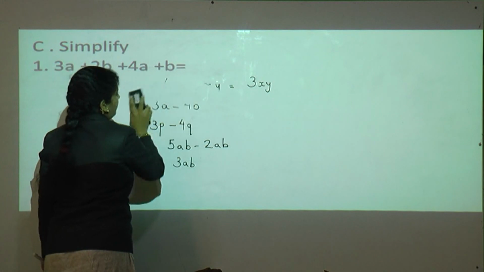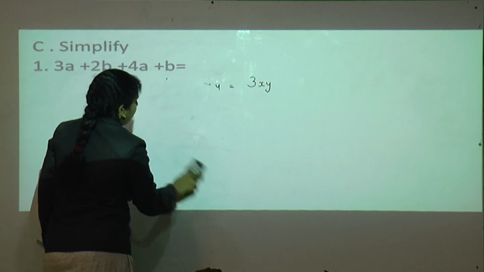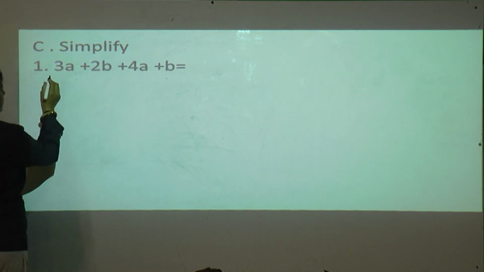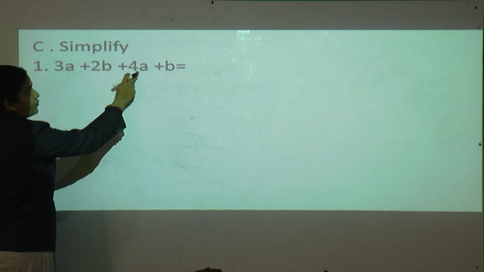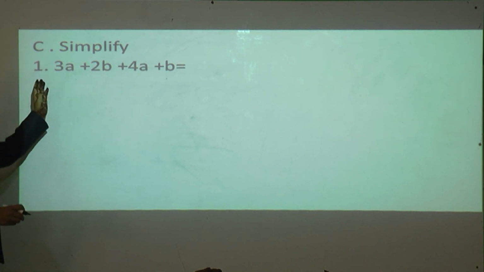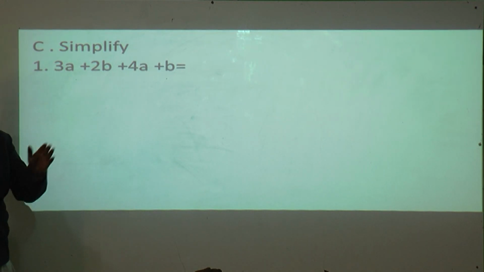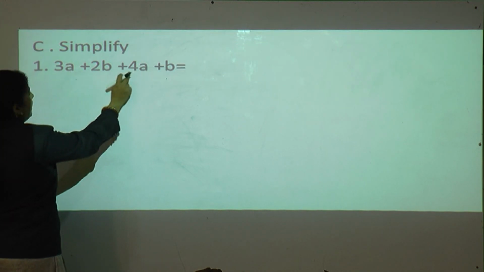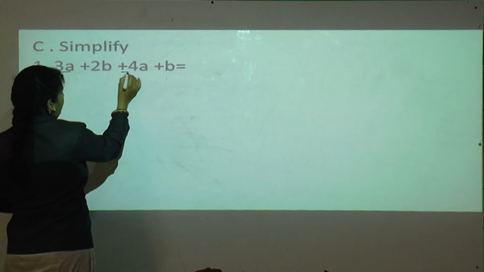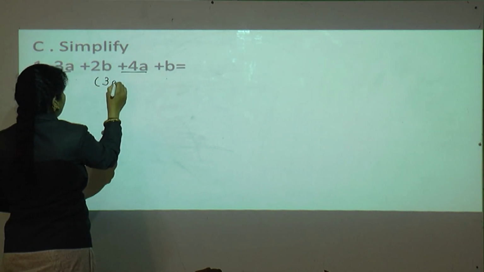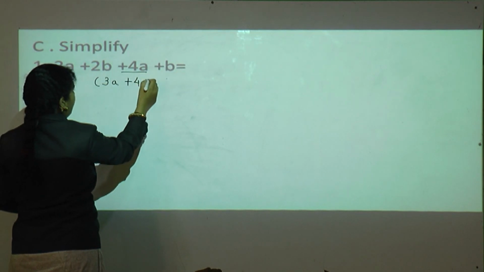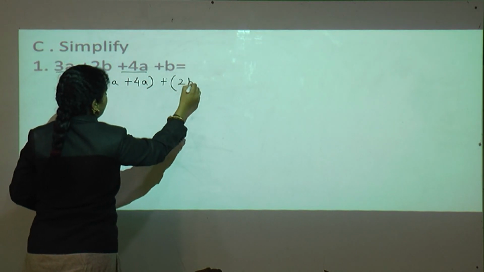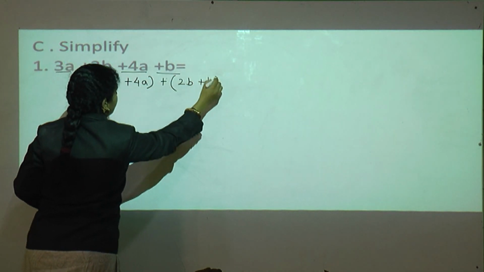Now we will see our next question, question number C. Simplify. How to simplify we will see now. Here 3a plus 2b plus 4a plus b. Now students, as per the rules, put the like terms together, make a group of like terms. Now 3a and 4a. So I'll write 3a plus 4a, and again here plus sign, and 2b plus b.